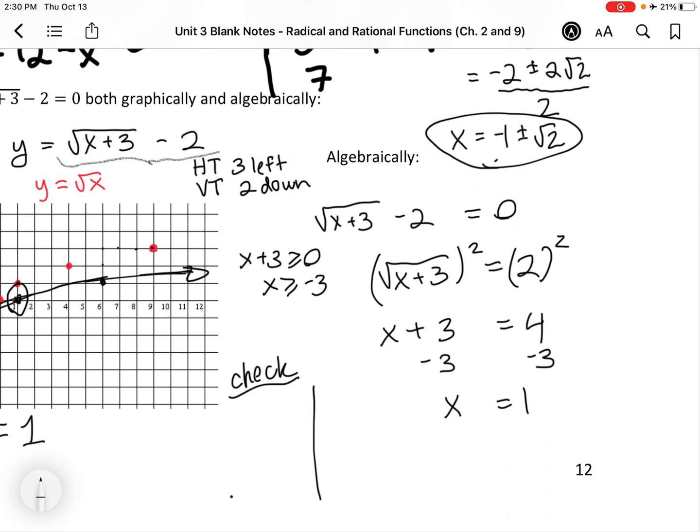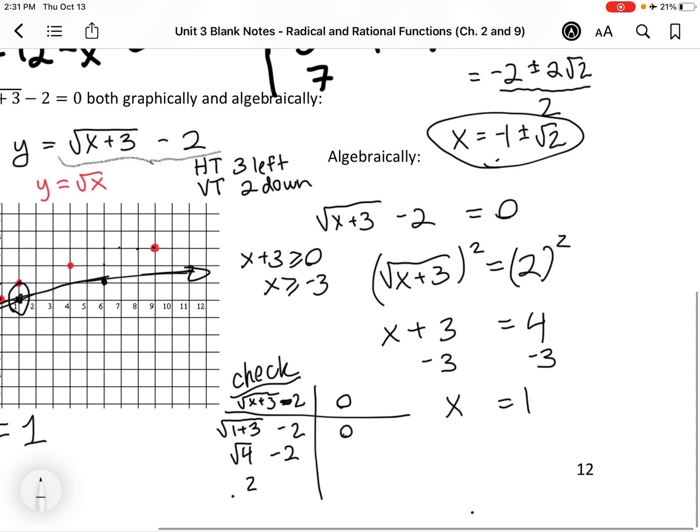So what I'm going to do is put into my equation, square root of x plus 3 minus 2, and the right side is 0. So the right side, nothing to do there. That's just 0. On the left side, I'm looking for the value of the square root of 1 plus 3 minus 2. And that is the square root of 4 minus 2, right? 2 minus 2, that is 0. And so we're good. The left side equals the right side.